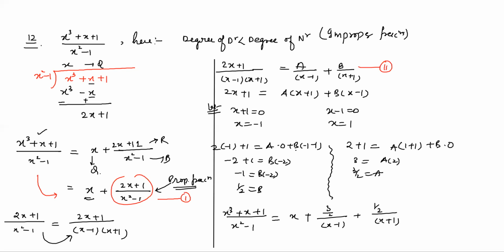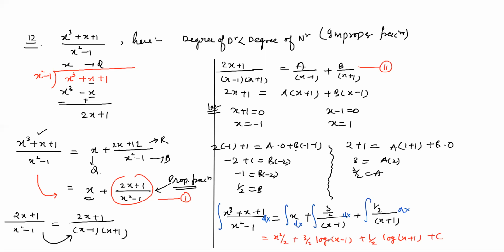Now what I need to do, I need to perform the integration. So this is integration, integration, integration, and integration. Okay, now you can see that question becomes very easy. It will be x square by 2, plus 3 by 2 log x minus 1 and plus half log x plus 1 and plus c. So guys, this is my answer.